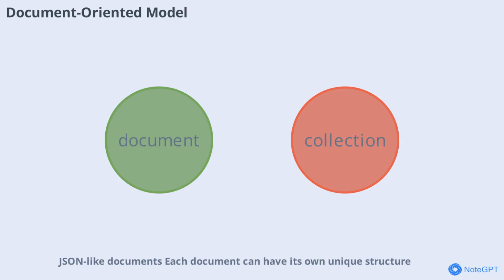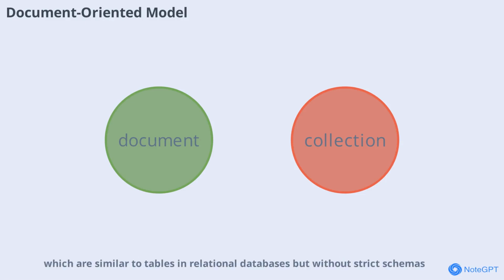Document-oriented model means that data is stored in flexible JSON-like documents. Each document can have its own unique structure, allowing you to store complex data types and nested information. This flexibility is a major advantage over rigid table-based systems, as it lets you evolve your data model as your application grows. Documents are grouped into collections, which are similar to tables in relational databases but without strict schema.